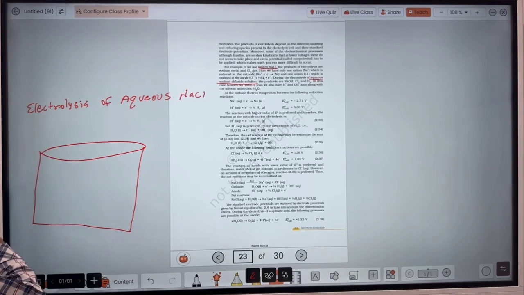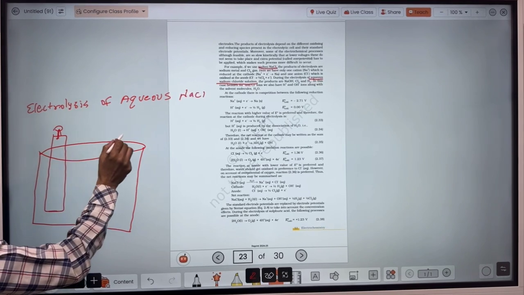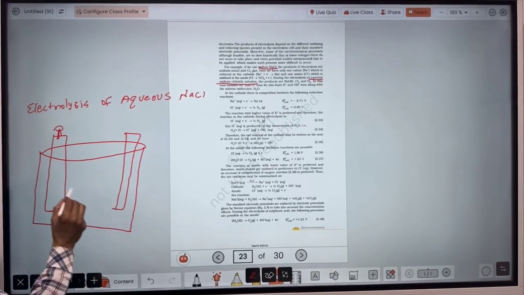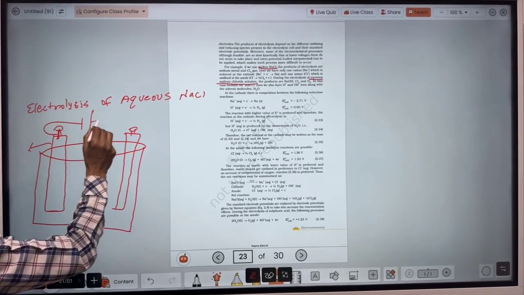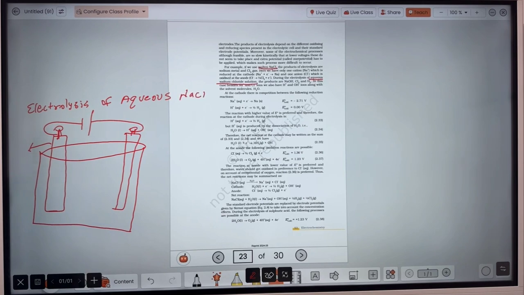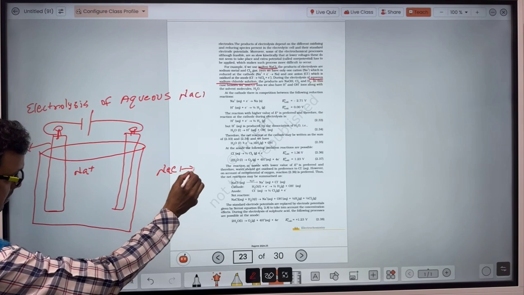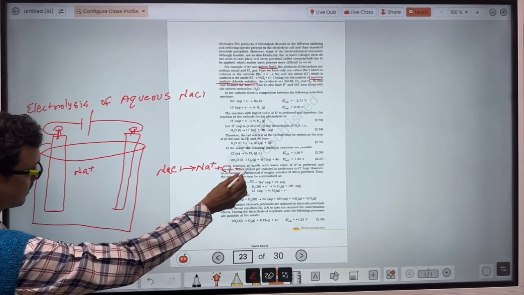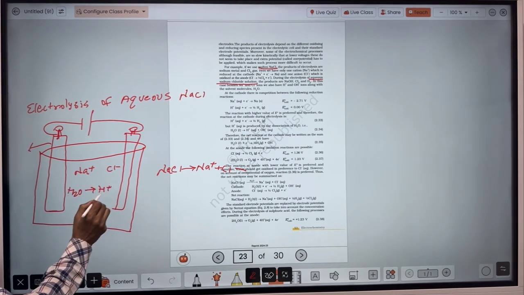Inside the solution, both electrodes are platinum or any noble metals we take, one negative and one positive. Inside the solution there will be Na plus and Cl minus, because the NaCl you take will dissociate into Na plus and Cl minus. Water will also dissociate there. There will be some amount of H plus and OH minus.